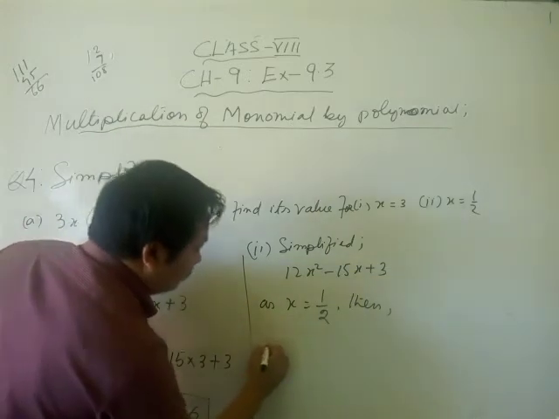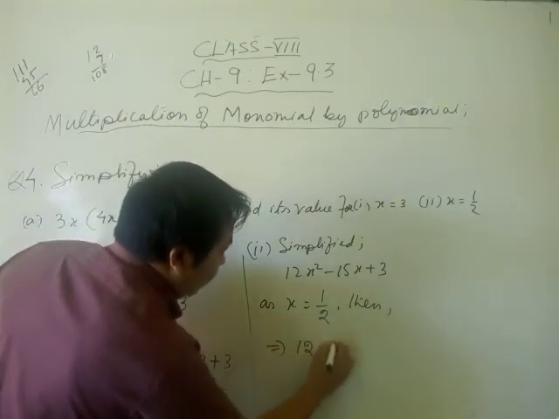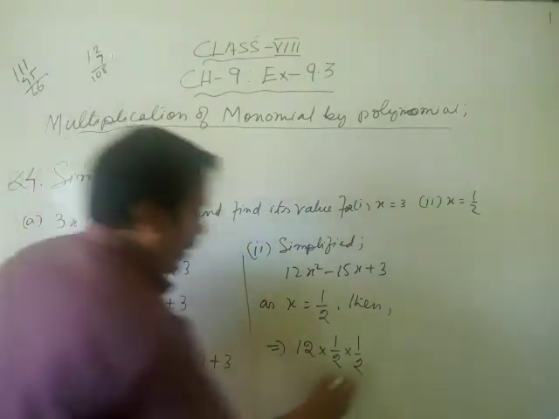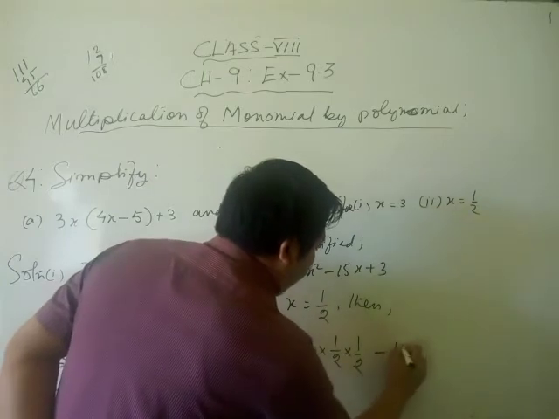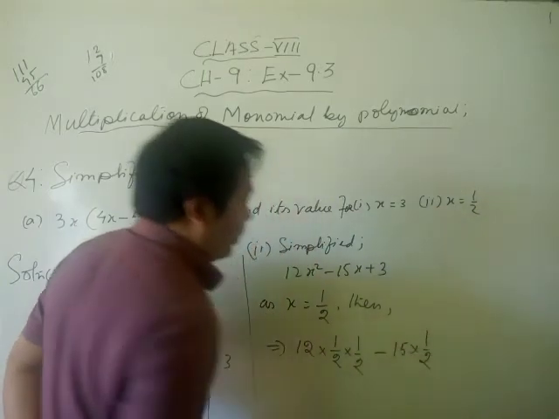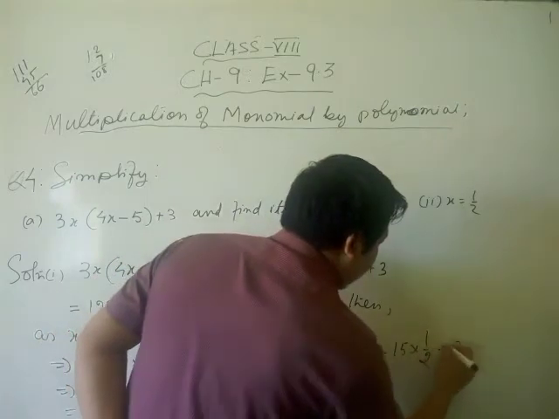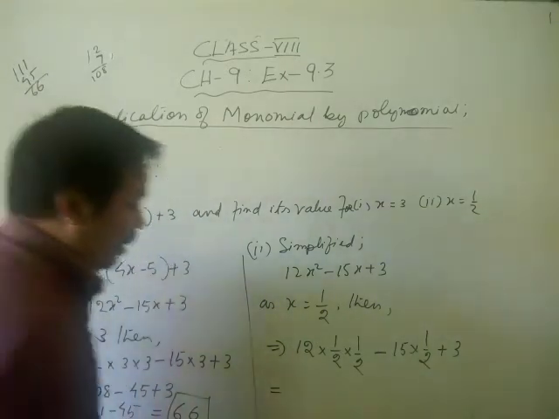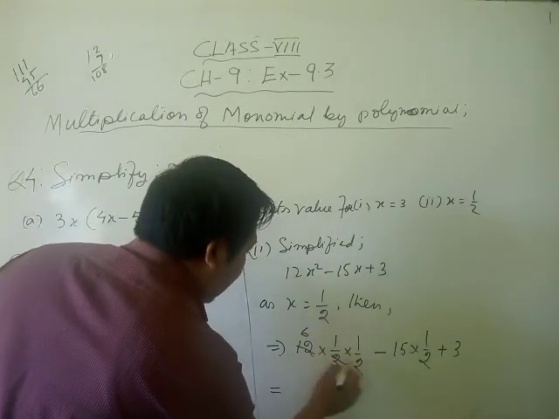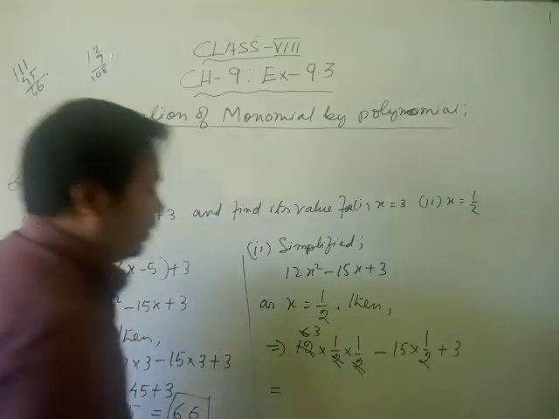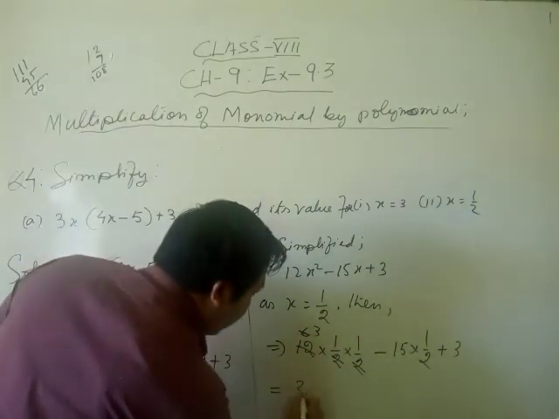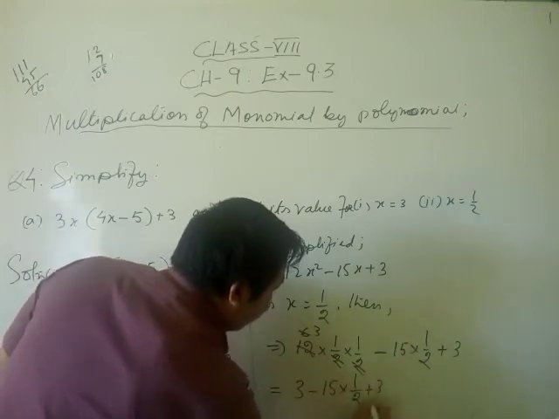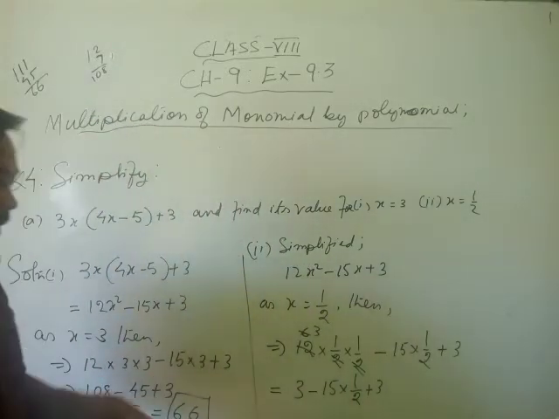Then it implies 12 into 1 by 2 into 1 by 2, minus 15 into 1 by 2, plus 3. Now what we are going to do here, my student: this 2 will cancel 6, and again this can be cancelled, giving 3. Then we get 3 minus 15 into 1 by 2 plus 3. Now next step, let us see what we will do. Clear?